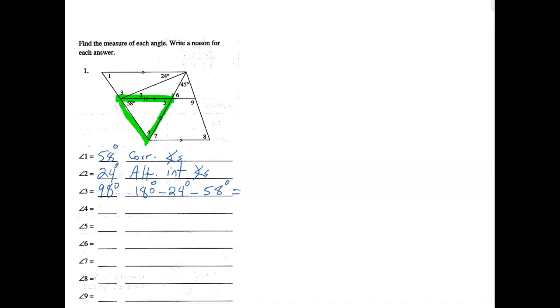Okay, angle 4, now we have another triangle, and the triangle that we're going to use is this triangle. In that triangle, we have an isosceles triangle because these two sides are equal to each other, and if they are, their opposite angles to each of the equal sides are equal to each other. Therefore, angle 4 is 58 degrees. And this is the property of an isosceles triangle.